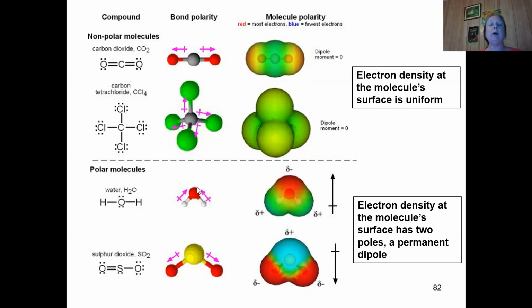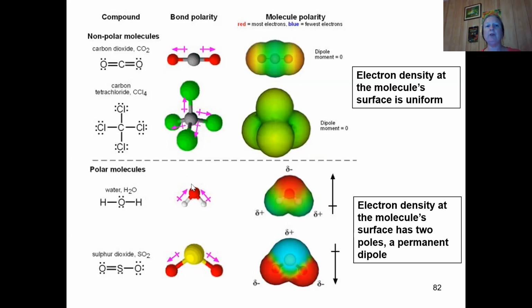Whereas if you have a shape like a V, so your AXE, you've got some E there. If you have some E, you're going to have polarity. The example given in the video is water. Water, of course, has two bonds, but also two unshared pairs. The unshared pairs are going to bend the OH bonds closer together. So you have a V-shaped or bent configuration.